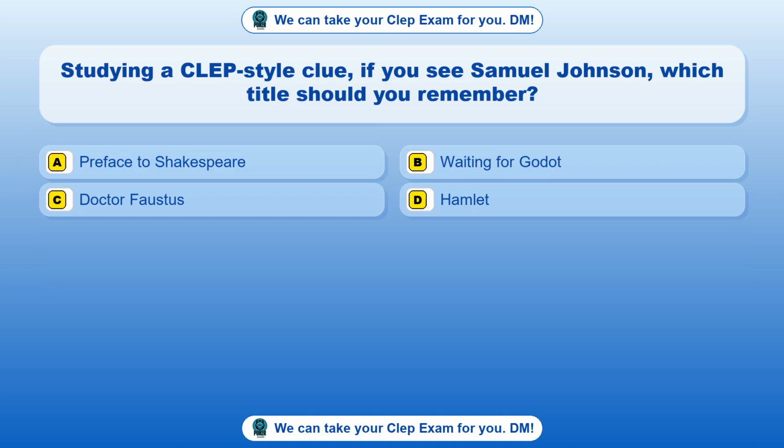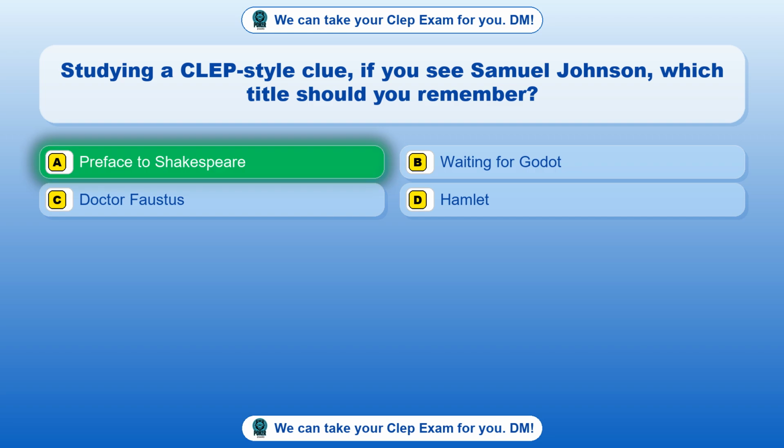Question 8. Studying a CLEP-style clue, if you see Samuel Johnson, which title should you remember? Option A. Preface to Shakespeare. Option B. Waiting for Godot. Option C. Dr. Faustus. Option D. Hamlet. The correct answer is option A.